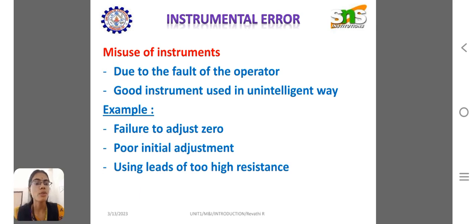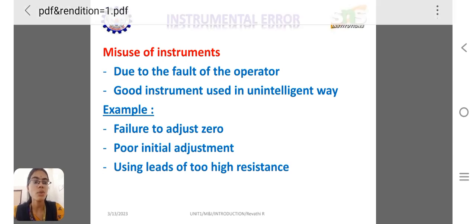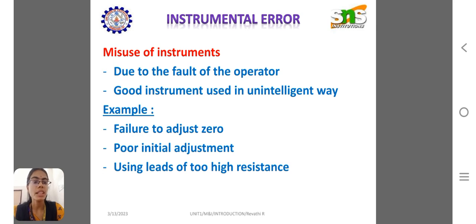Instrumental error, misuse of instrument. Misuse of instrument is due to the fault of the operator, which is human error by the observer. A good instrument used in an unintelligent way leads to an instrumental error. We have to use the instrument in an intelligent way to avoid instrumental error. For example, failure to adjust the zero. We have to consider that an ammeter or voltmeter should start at zero but not in the middle of the reading. So failure to adjust the zero is the main cause of an instrumental error.